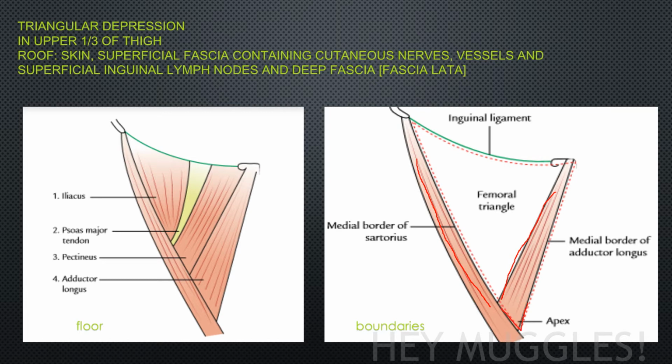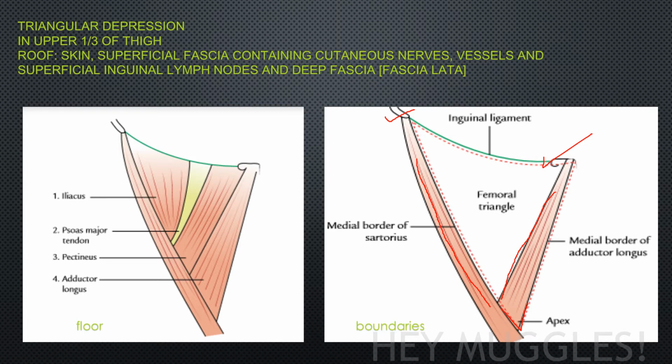right? The base of the femoral triangle is formed by inguinal ligament. Inguinal ligament is basically a band which connects pubic tubercle. This is your pubic tubercle and this is your anterior superior iliac spine. So it is a band which is connecting pubic tubercle to your anterior superior iliac spine, right? Okay, so this is all about the boundaries.